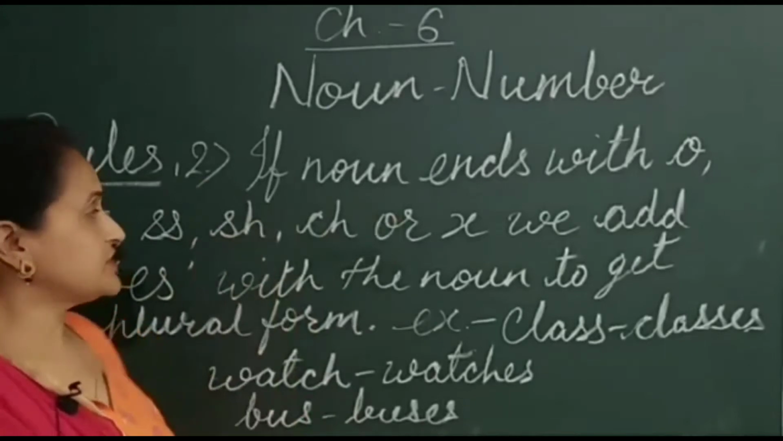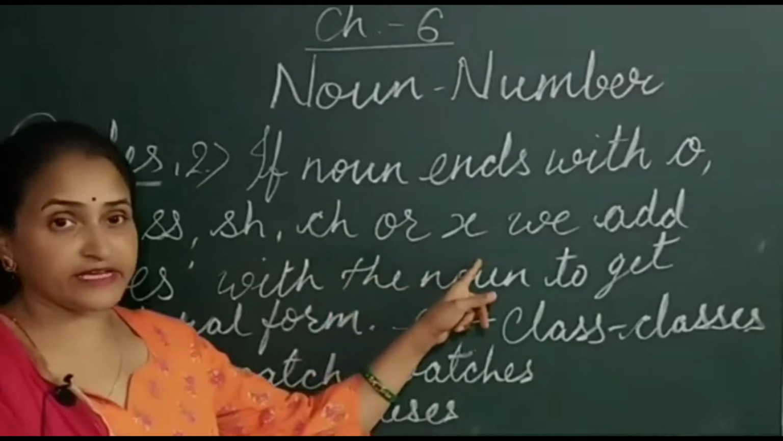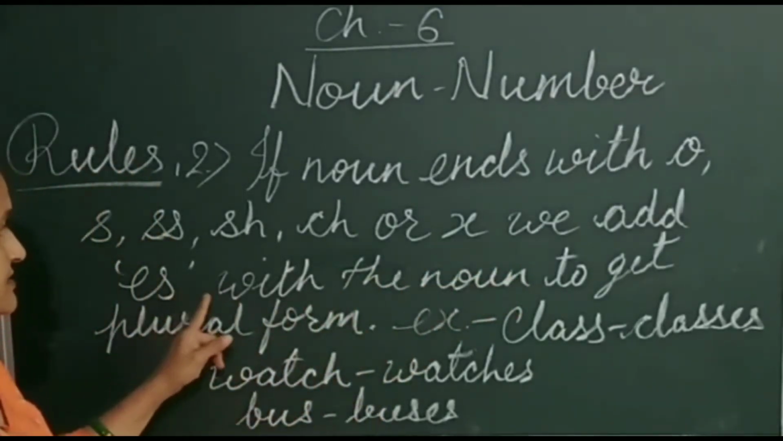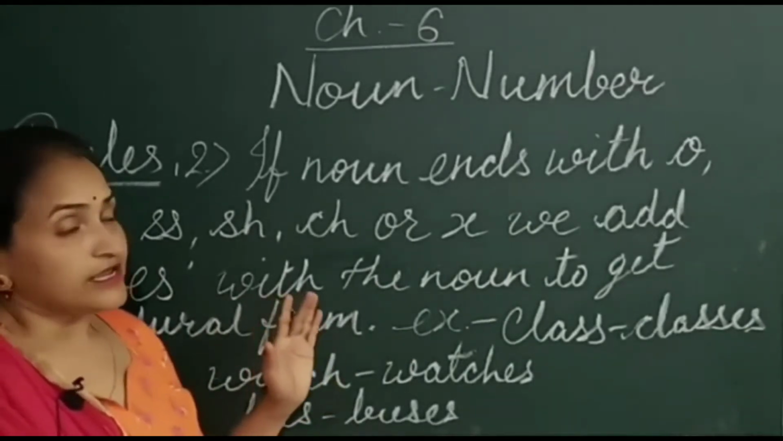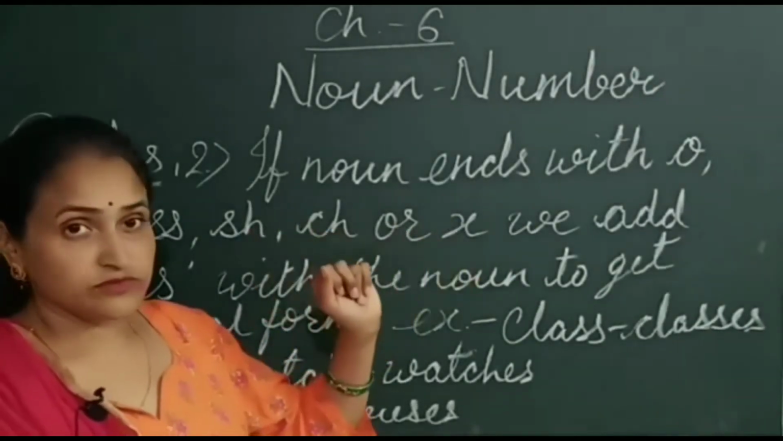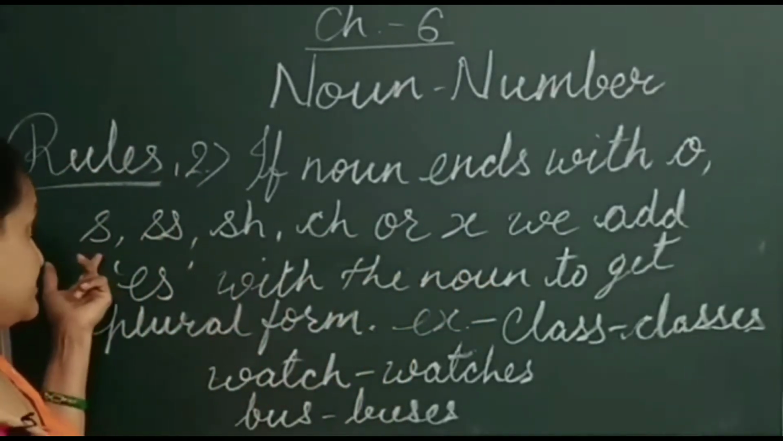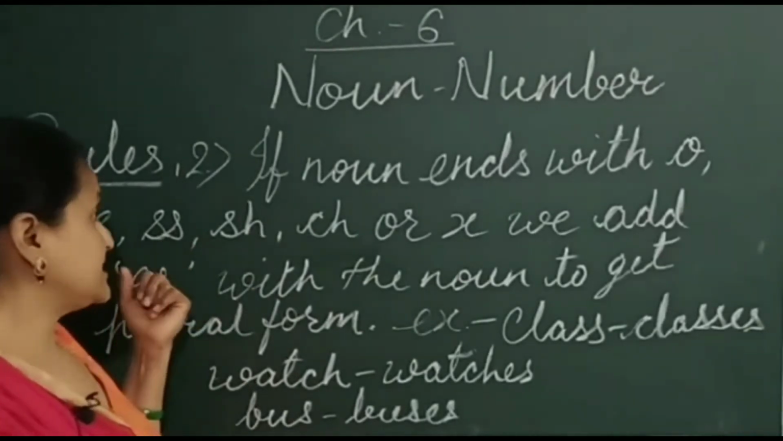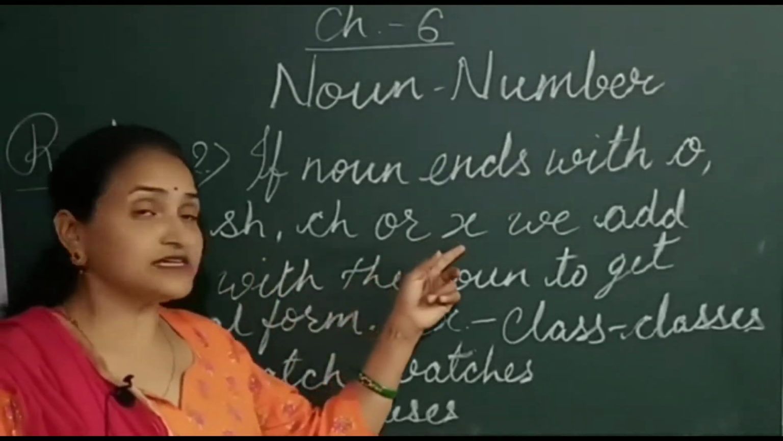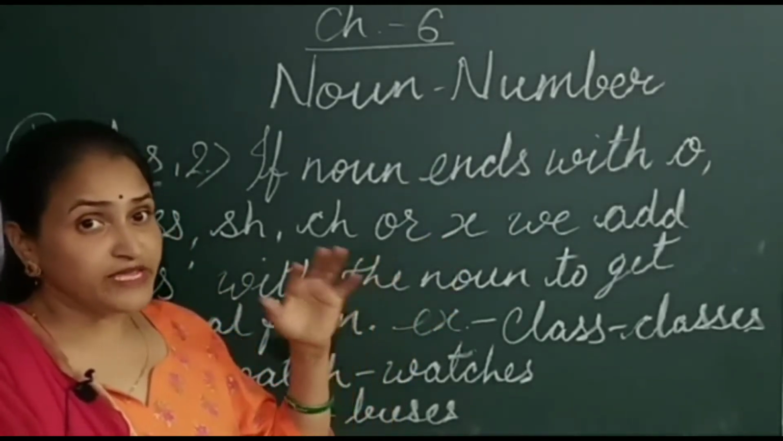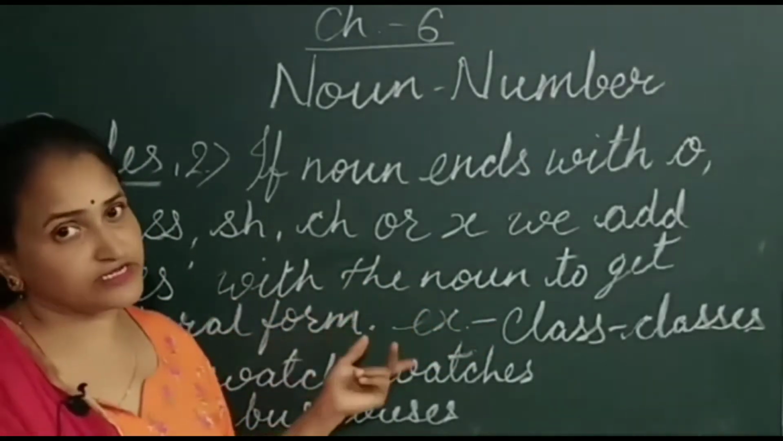Okay. Now, second rule. If noun ends with o, s, double s, sh, ch or x, we add es with the noun to get plural form. It means if the last letter of the noun is o, if the last letter of the noun is s, if it is double s, if it is sh or ch, and if the last letter of the noun is x, to make this noun plural, we have to use es with the noun to get the plural.